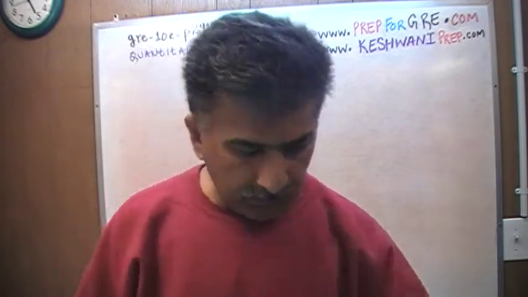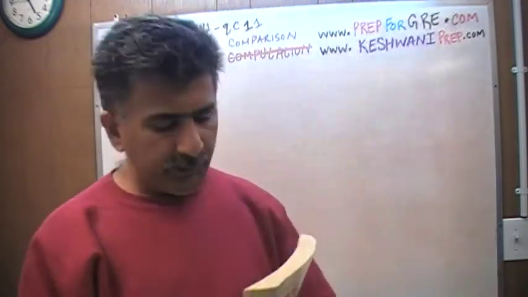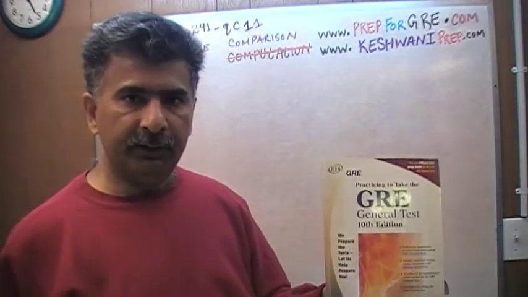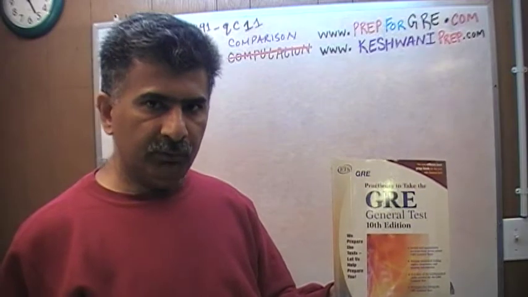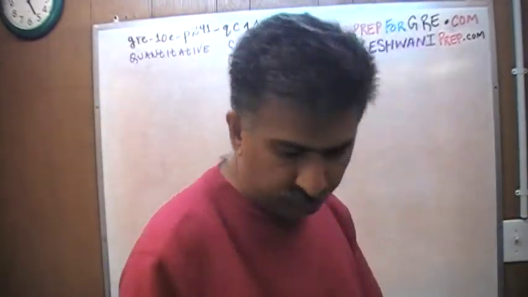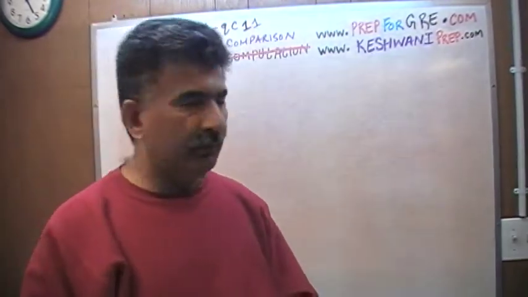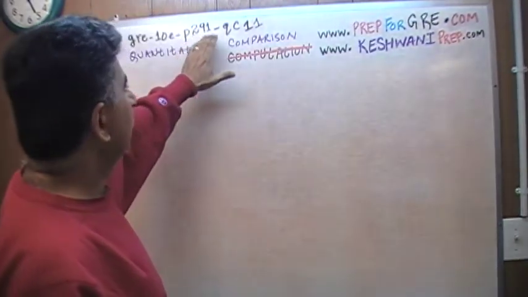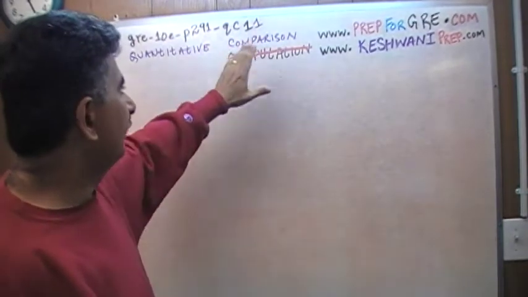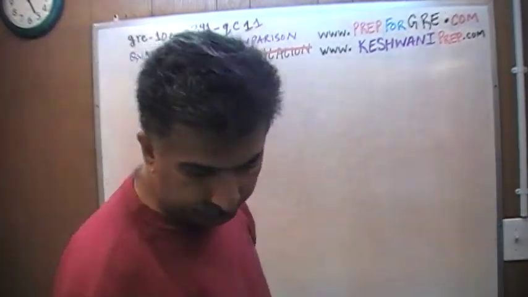Keshwani. I have been solving math problems for GRE out of this book here, practicing to take the GRE General Test, the 10th edition. If you do not own this book already, purchase one immediately. The problem that I'm about to solve is the one that you're going to find on page number 291, quantitative comparison question. That's what QC stands for, quantitative comparison question. Number 11. Let's take a look at it.